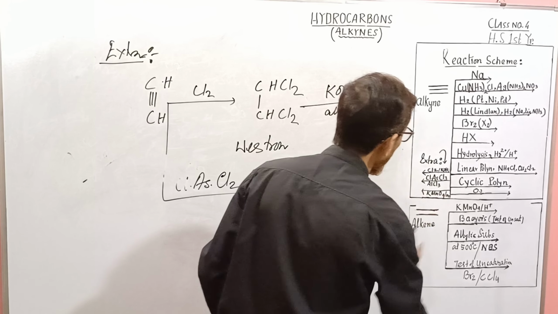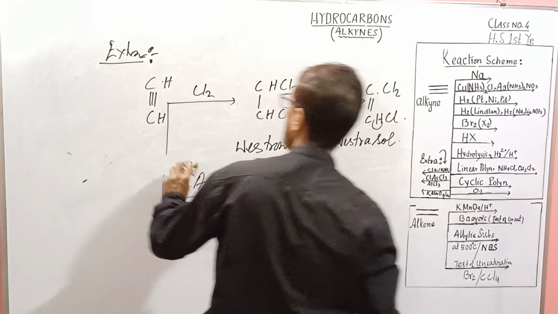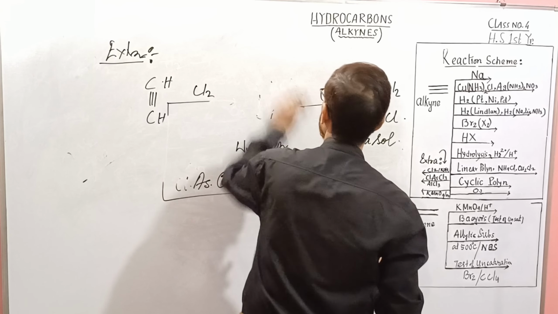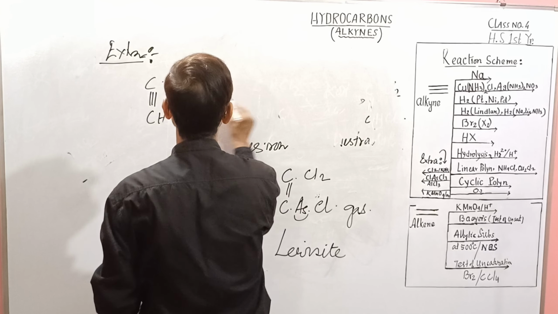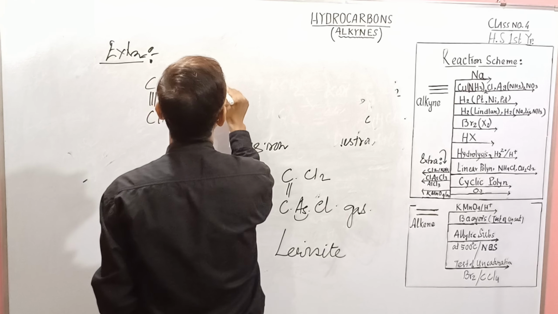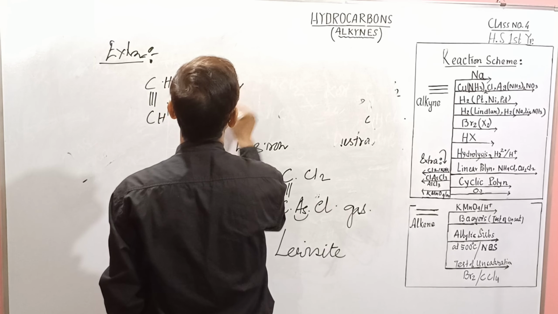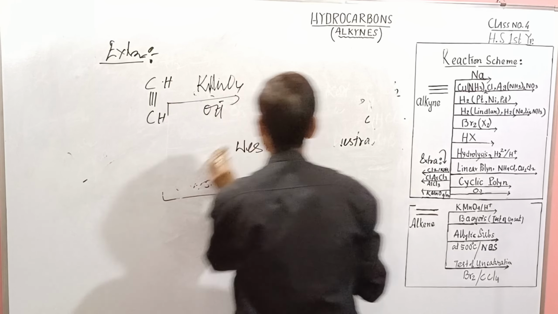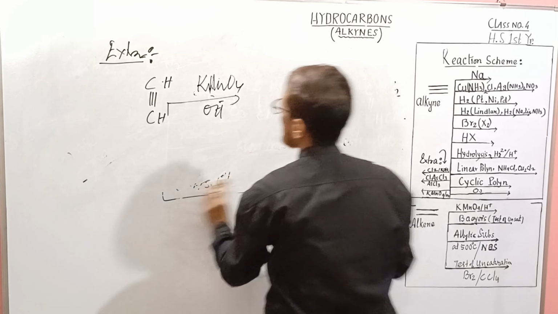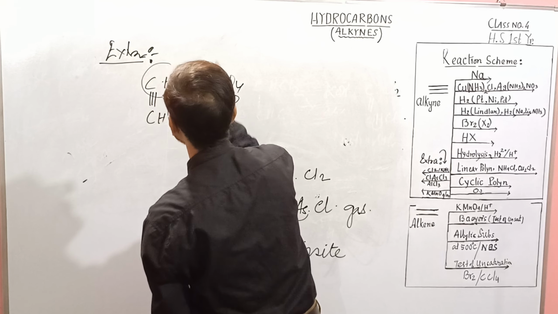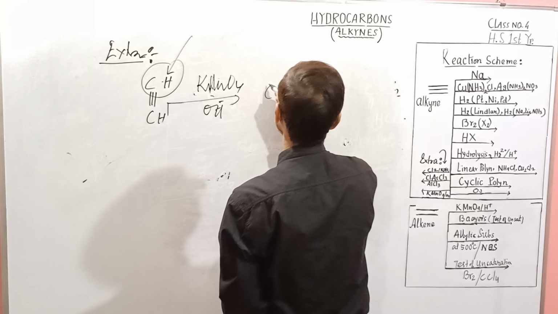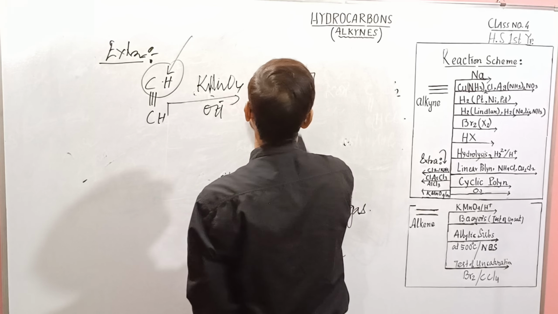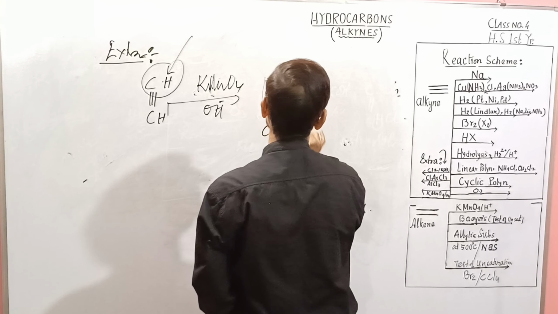Another important one I have forgotten is KMnO4. What happens when this is made to react with KMnO4 in alkaline medium? That gives simple CH with only one hydrogen. When one hydrogen is there, that becomes COOH. Mind that this is a very important thing. I will explain again later on.